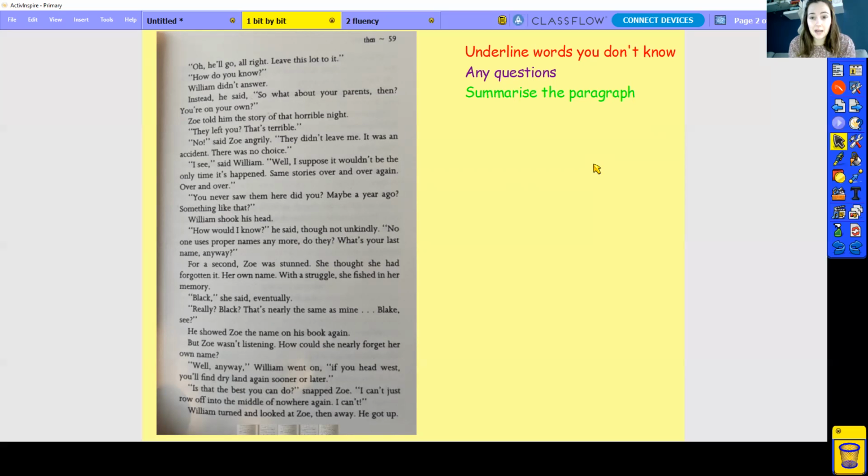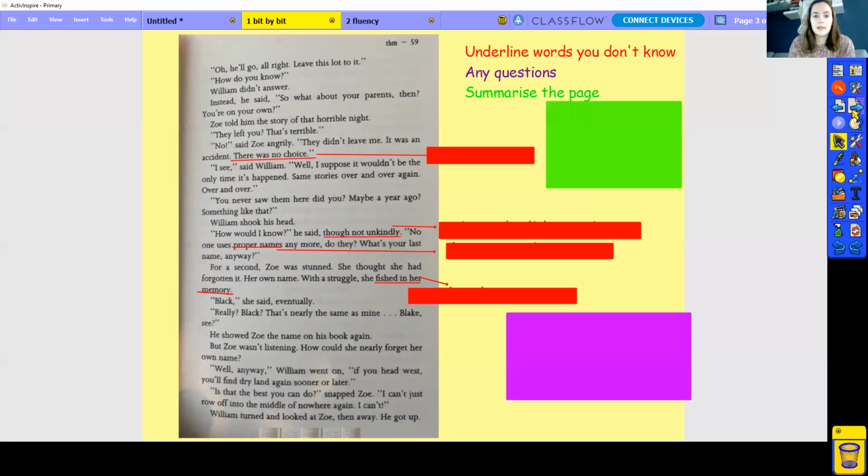Okay, if you're ready now, we're going to have a look at mine and see what I've done. I'll read through a little bit for you. "Oh, he'll go all right. Leave this lot to it." "How do you know?" William didn't answer. Instead, he said, "So what about your parents then? You're on your own?" Zoe told him the story of that horrible night. "They left you? That's terrible." "No," said Zoe angrily. "They didn't leave me. It was an accident. There was no choice."